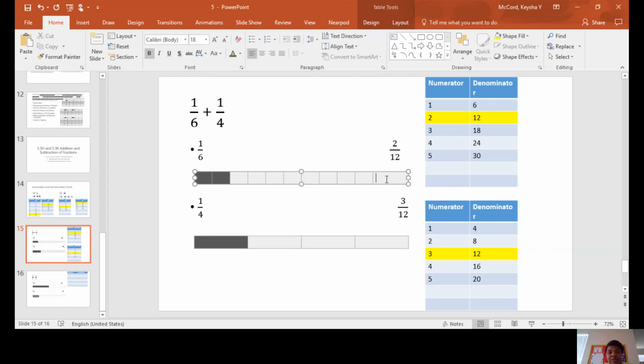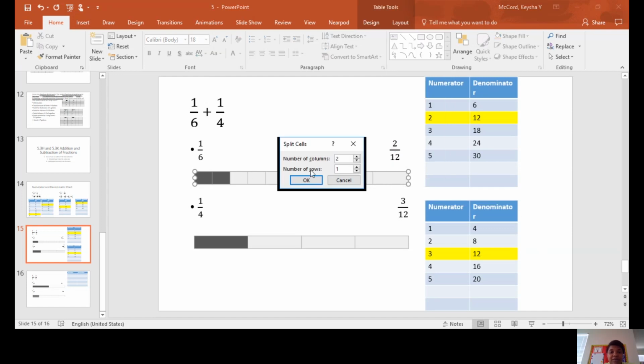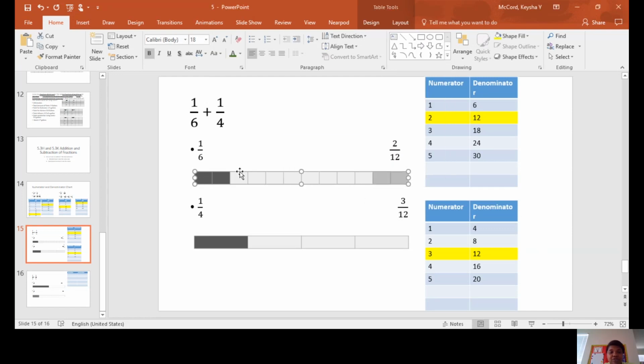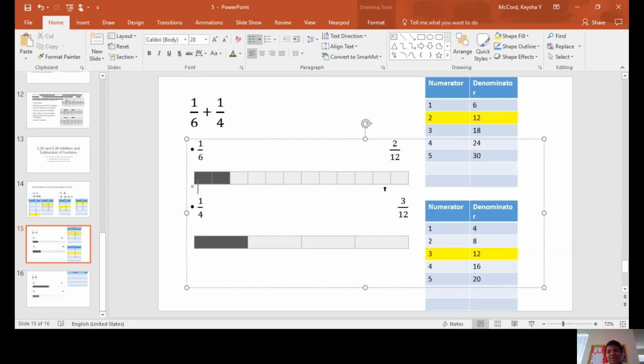Split and split. Okay. 1, 2, 3, 4, 5, 6. Okay, we're on the right track. 7, 8, 9, 10, 11, 12. We have 12 pieces. And if you notice, 2 of those pieces are shaded in, which matches our fraction. So yay! Now let's do fourths.